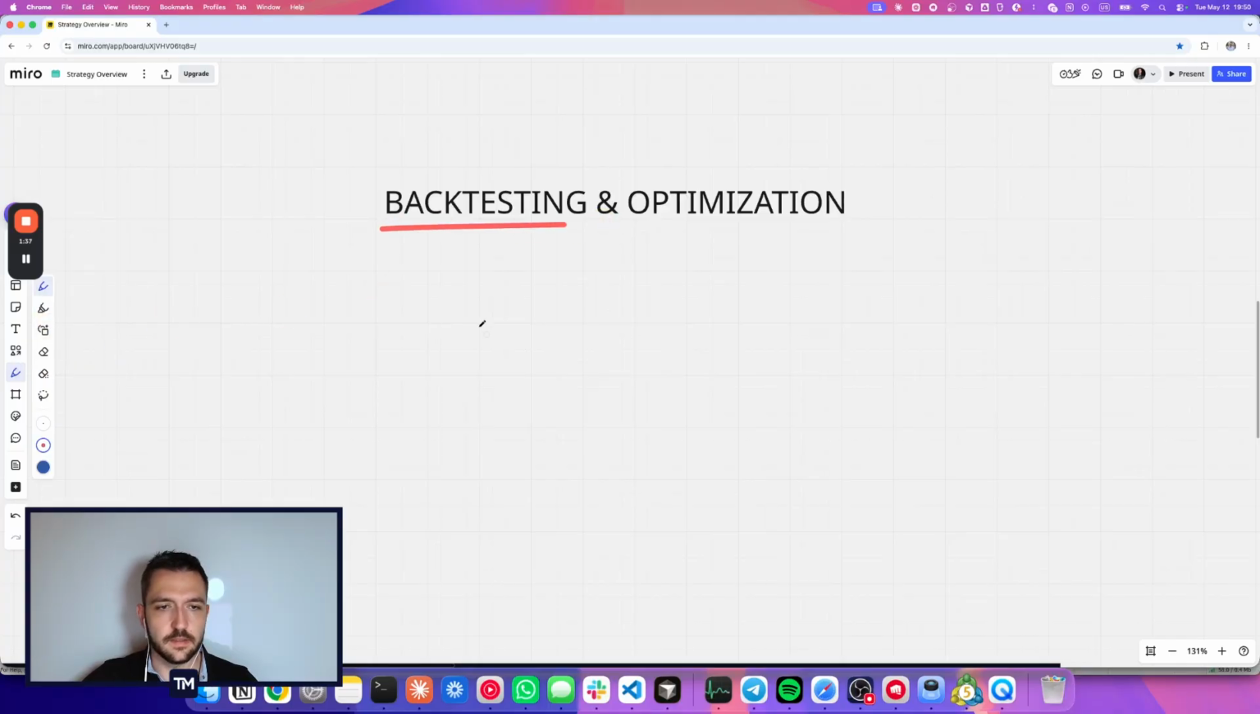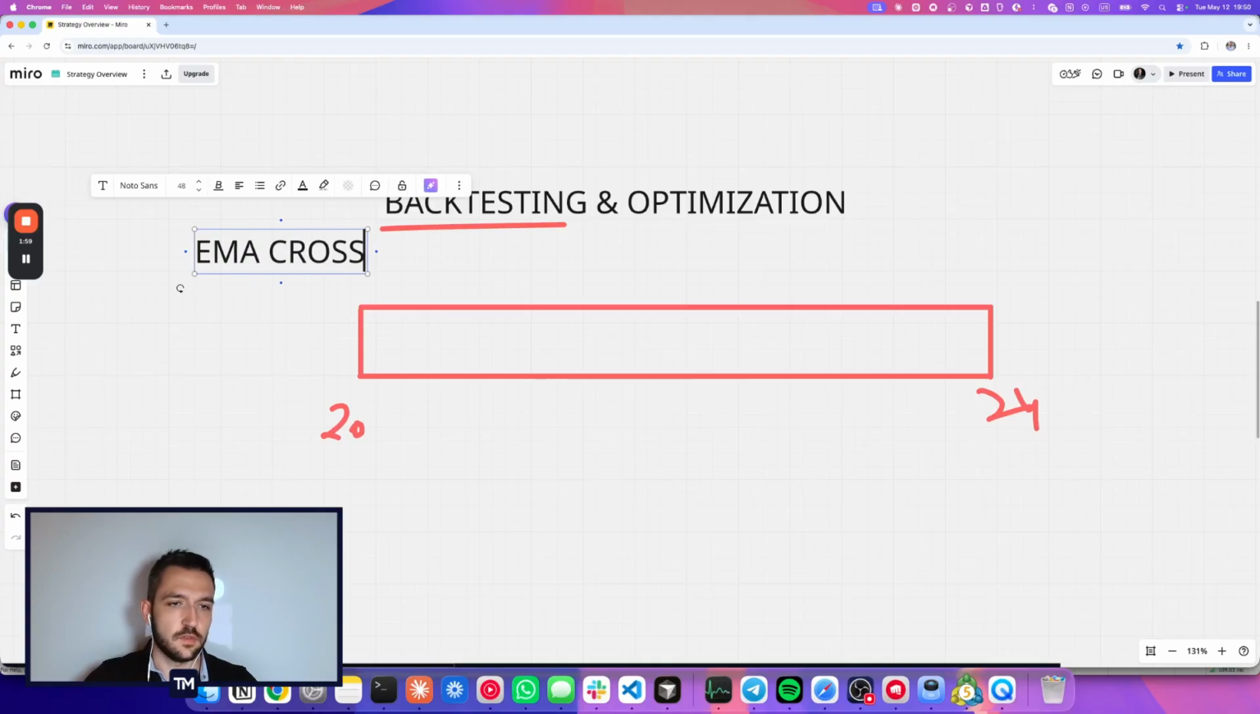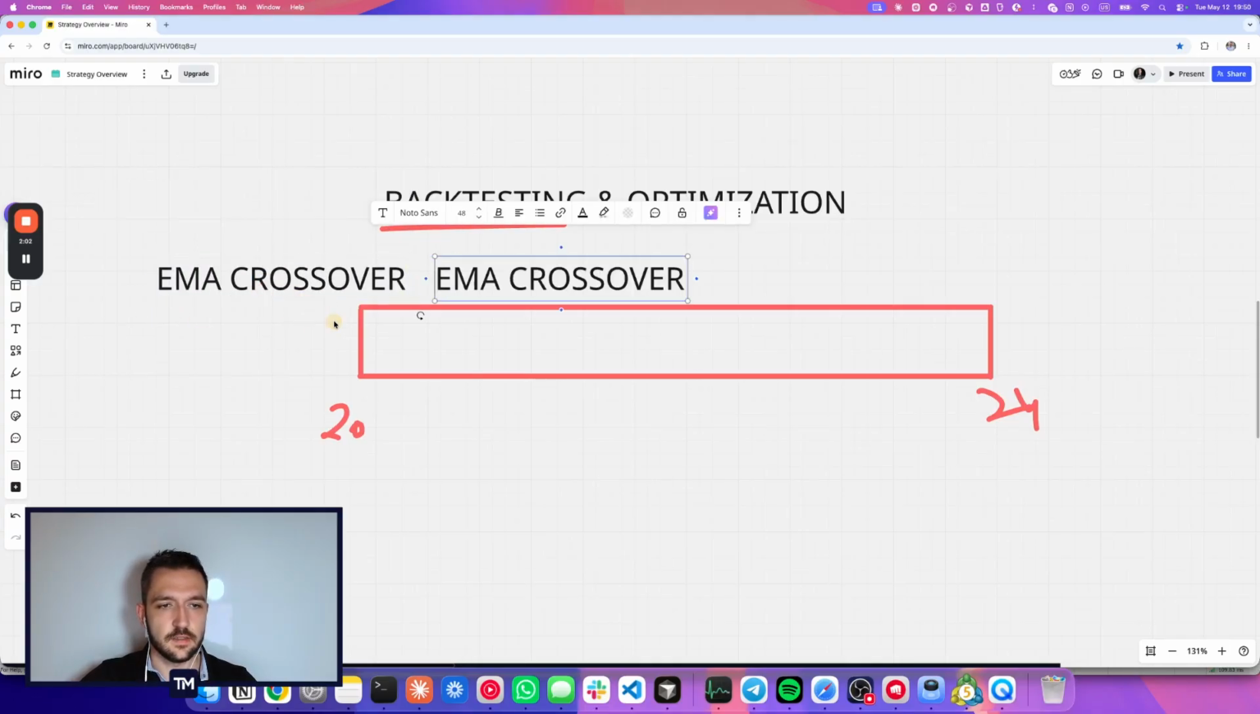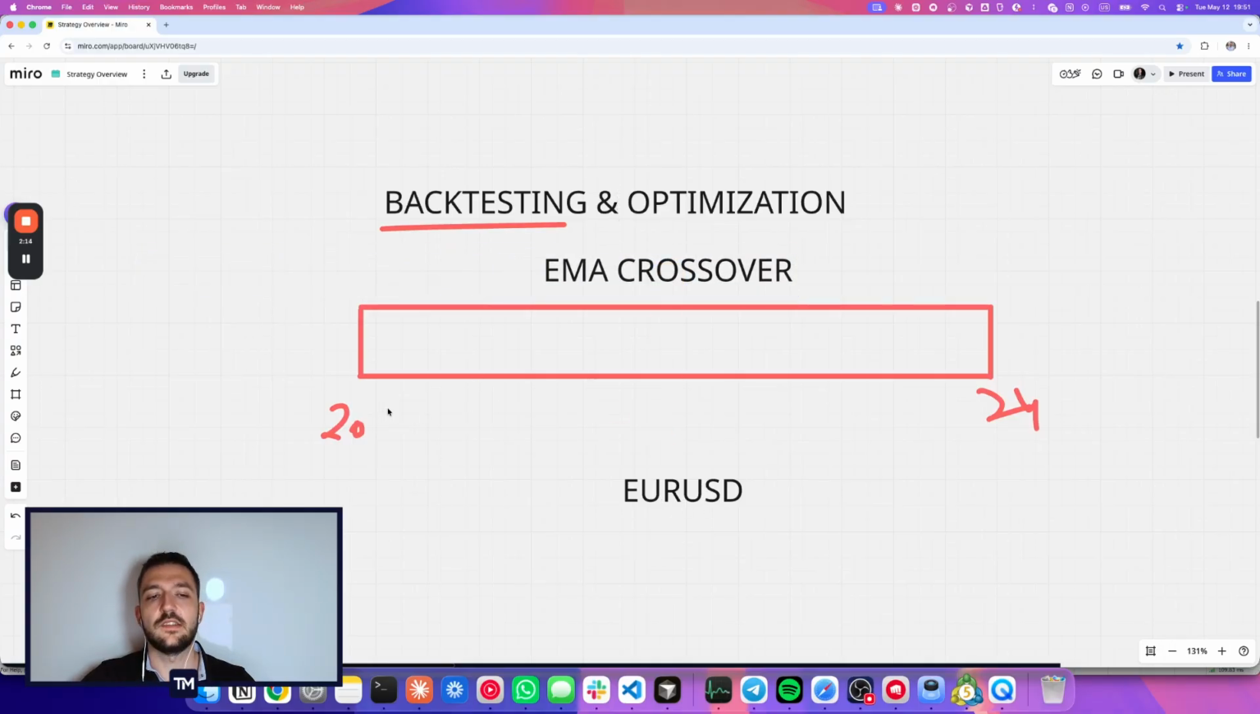What is actually backtesting? Backtesting means that you are taking a specific period. Let's say this is 2020 and this is from 2020 to 2024. These are 4 years of data. You are testing your trading bot. Let's say it's the EMA crossover bot, because we always use that one. And let's say the pair is Euro US dollar. So you took these 4 years of data on Euro US dollar, you put your trading bot on top of it, and you want to see how it performs. This is what backtesting means.